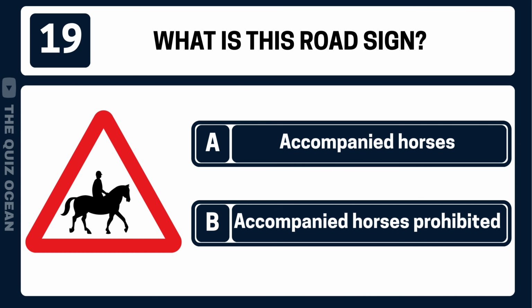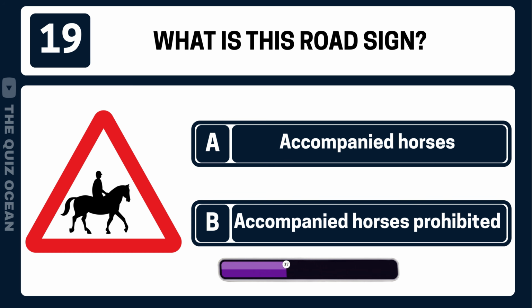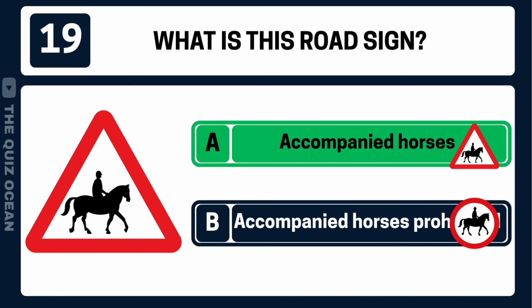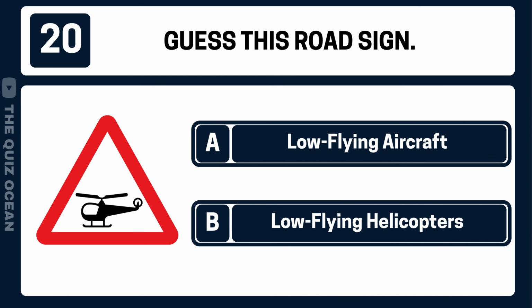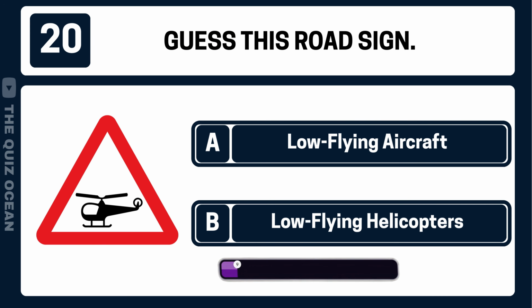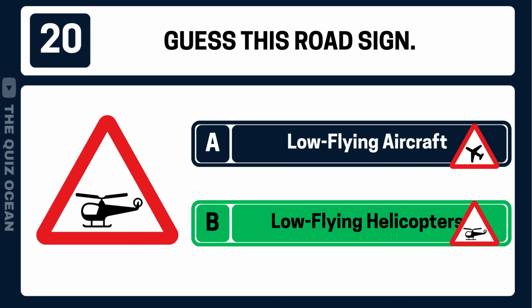What is this road sign? A. Accompanied horses. B. Accompanied horses prohibited. Correct. This is the accompanied horses sign. Guess this road sign. A. Low-flying aircraft. B. Low-flying helicopters. Well spotted. This is the low-flying helicopters sign.